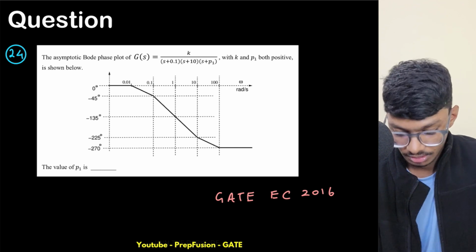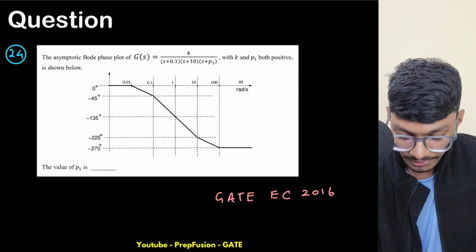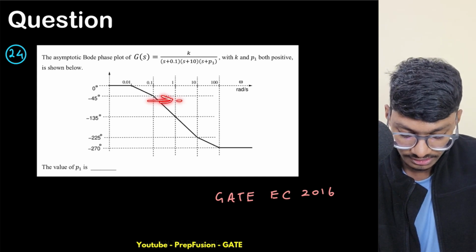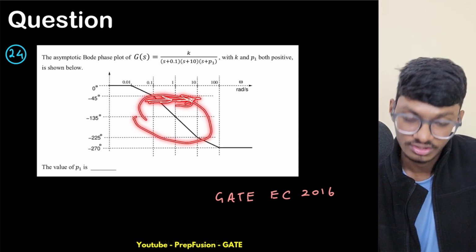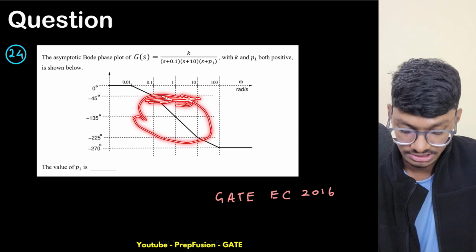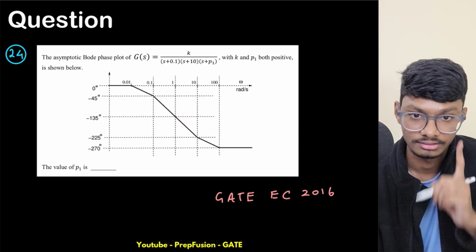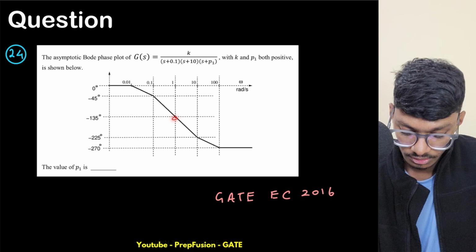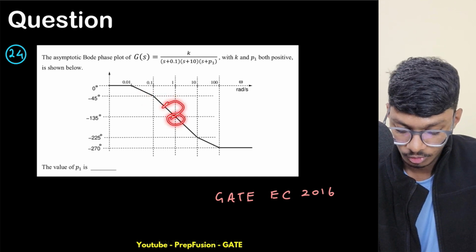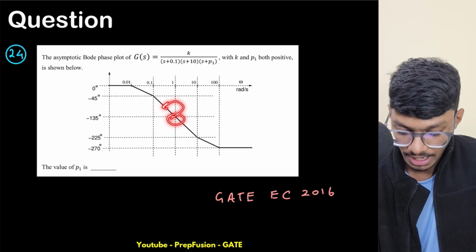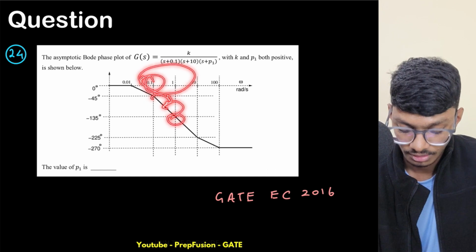Where is the pole? Now either you can guess, or you have understood by now that this 1 decade and this 1 decade is total 2 decades, and over these two decades my slope is further getting reduced by 45 degrees. That means between these 2 decades I will have another pole. If I have another pole here, now if I travel from 0.1 to 1, this pole will contribute minus 45 degrees per decade, and this pole will also contribute minus 45 degrees per decade in this region.